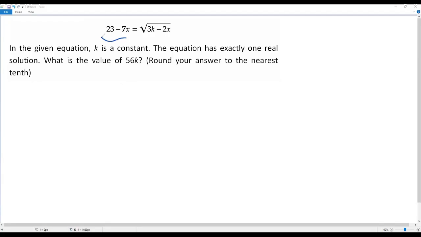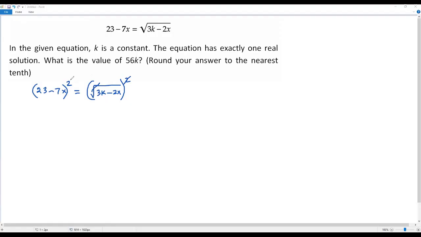Okay, now let me take the given equation as it is. That is 23 minus 7x equals the square root of 3k minus 2x. Now let's do some simplification in this equation. On the right side, we find a square root. To get rid of the square root, we can square both sides of this equation. Okay, let me do it. When I square both sides, on the right side, the square root and square will cancel out.